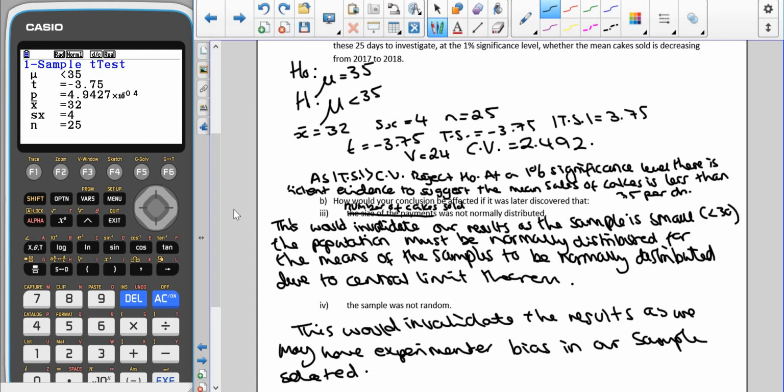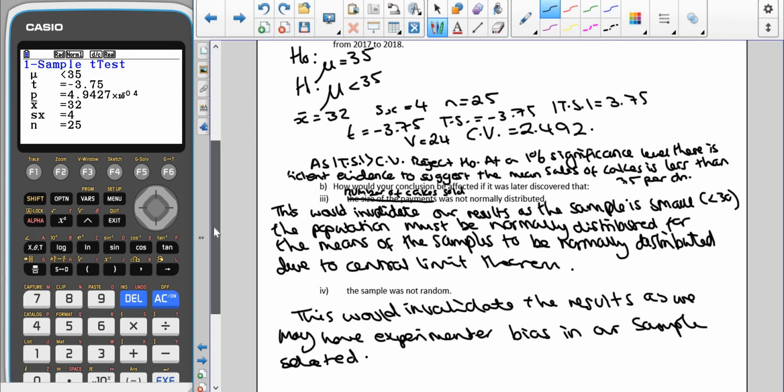And this time, because we have a small sample, this would invalidate our result as the sample is small, it's less than 30. So the population must be normally distributed for the means of the samples to be normally distributed, and this again is due to central limit theorem.